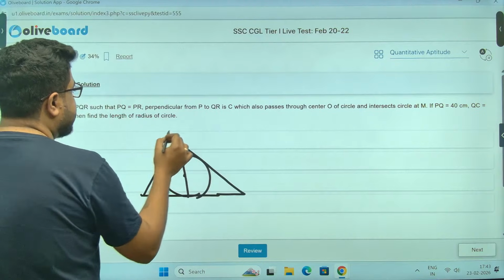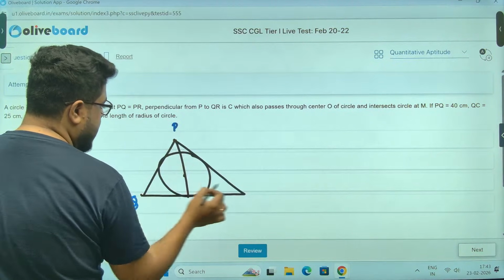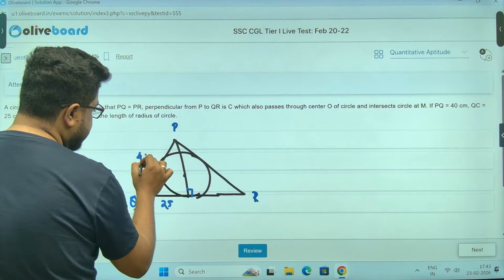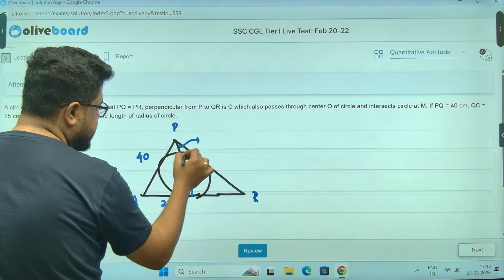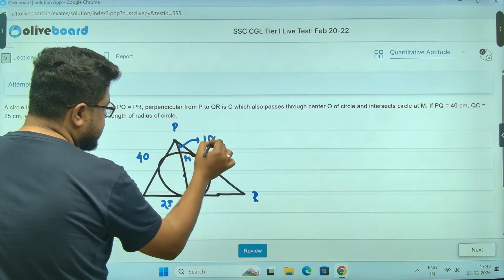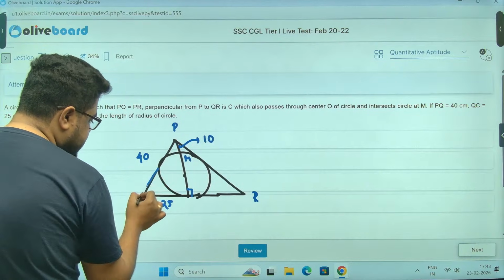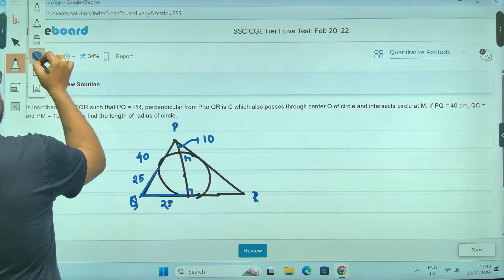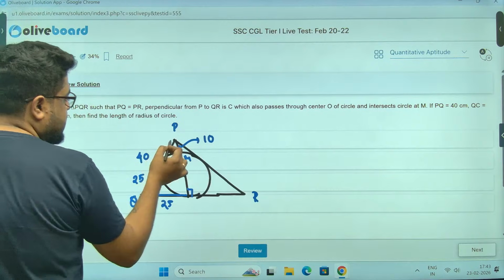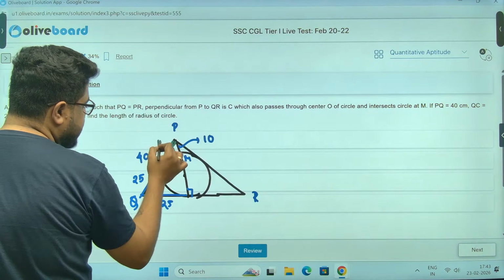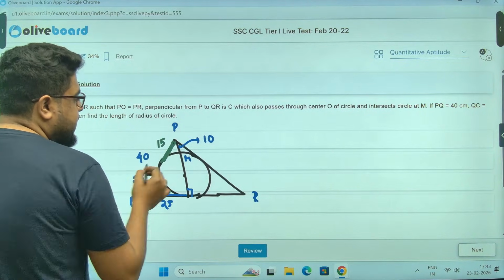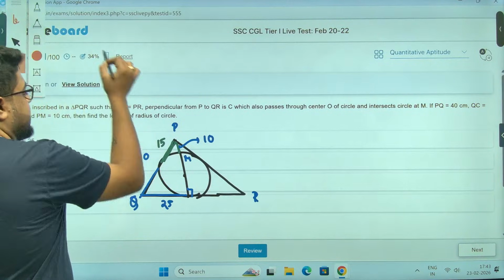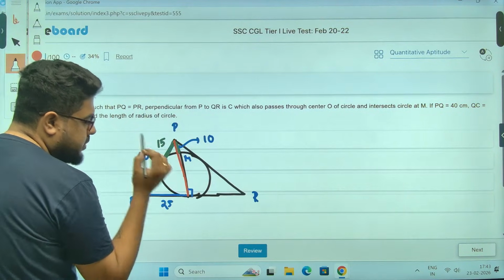Sir, this was given as PQR. This is 25. This is 40. And this bit, this was M. This was 10. Now what I'm saying, this is 25, so this is also 25. So total 40 meaning this is 15. If this is 15 and this is 10 and this bit, I can now figure out PC.